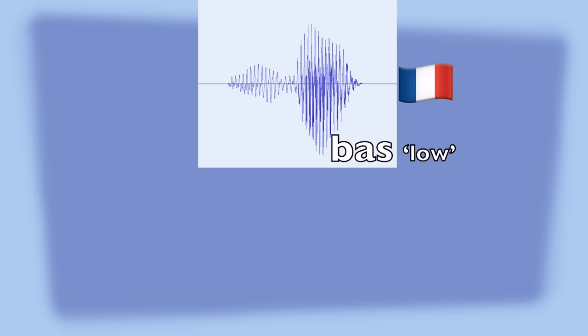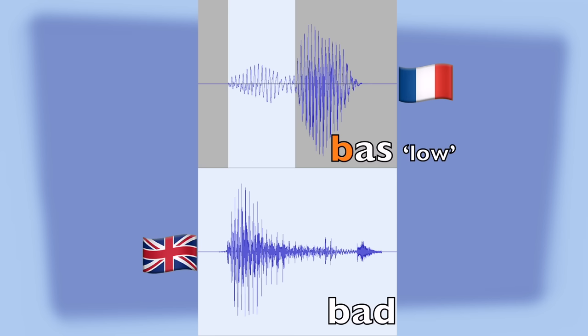In a non-aspirating language like French, voiced consonants really are voiced, like this B. But English BDG in most positions aren't fully voiced. Bad. Here all we have is the little noise of the lips separating.